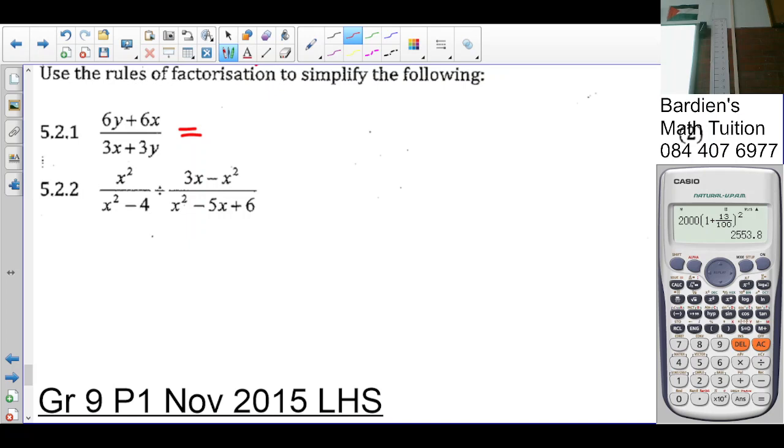Right, so what do we do now? Common factor of 6, I'm left with y plus x over 3 into x plus 1. Cancel. 6 over 3 gives you 2, or 3 goes into 6 twice and into 3 once. The next one.